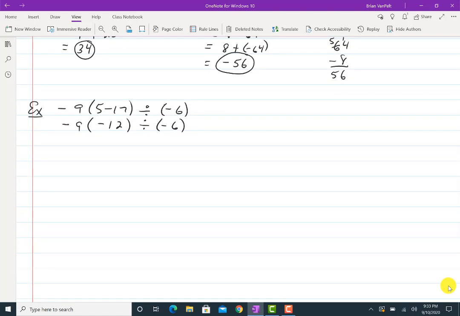Now that we know that the parentheses are done, even though you see them here, they're finished, I'm going to put a dot to remind myself that that is multiplication. Now, let's do the multiplication first, because remember, multiplication and division are equal in order, except we do whichever one comes first. So when I do negative 9 times negative 12, I'm going to get a positive number. That will be 108.